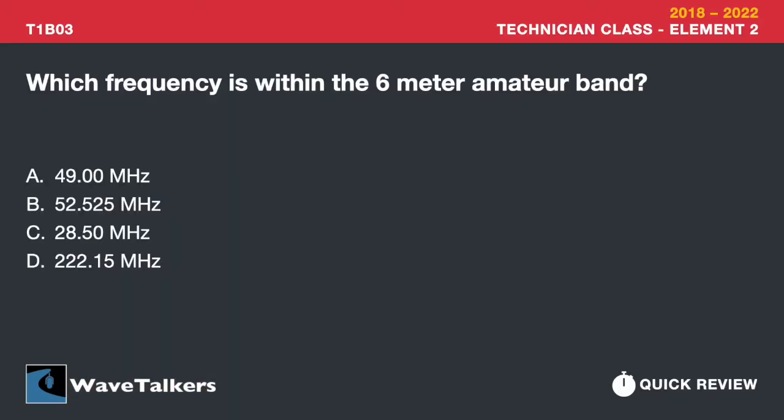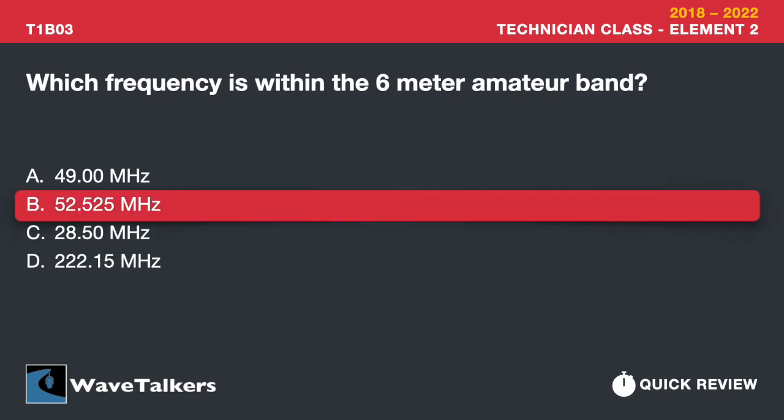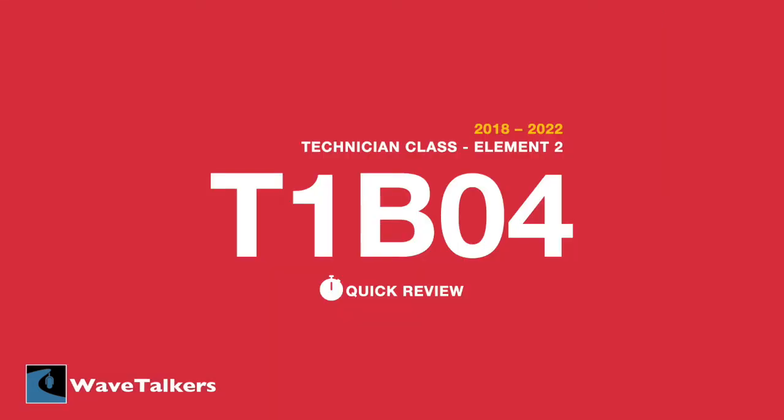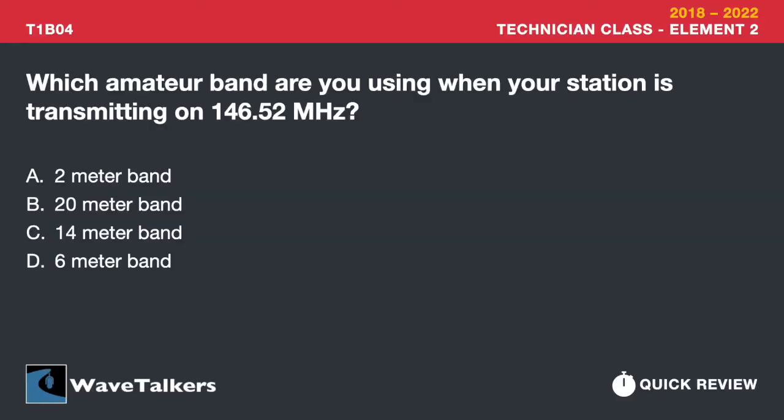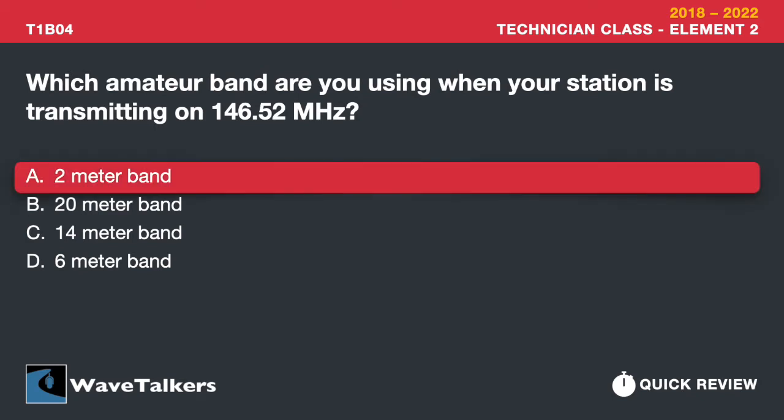Which frequency is within the 6-meter amateur band? 52.525 megahertz. Which amateur band are you using when your station is transmitting on 146.52 megahertz? 2-meter band.